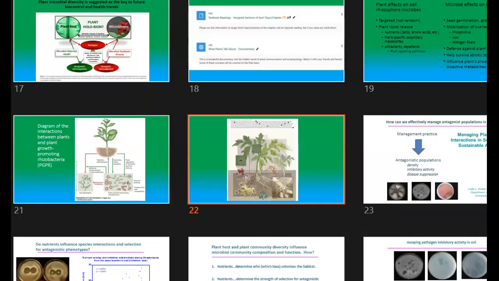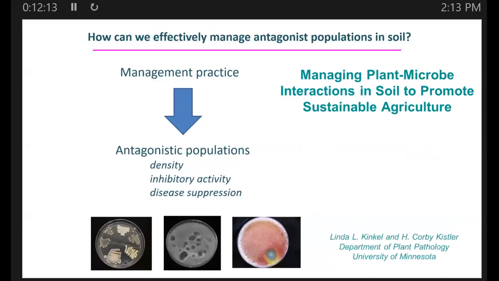So I wanted to share with you, these white slides that I'm going to show you are actually part of a presentation that my postdoc advisor, Dr. Linda Kinkel, and her associate gave, and she gave me permission to use these in teaching. She's based at the University of Minnesota, where I did my postdoc in the Department of Plant Pathology.